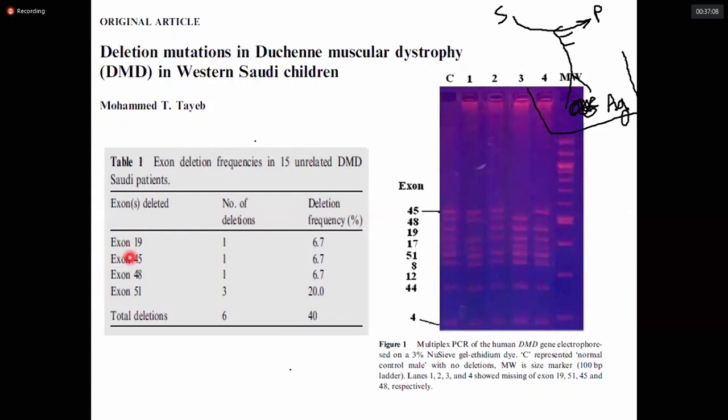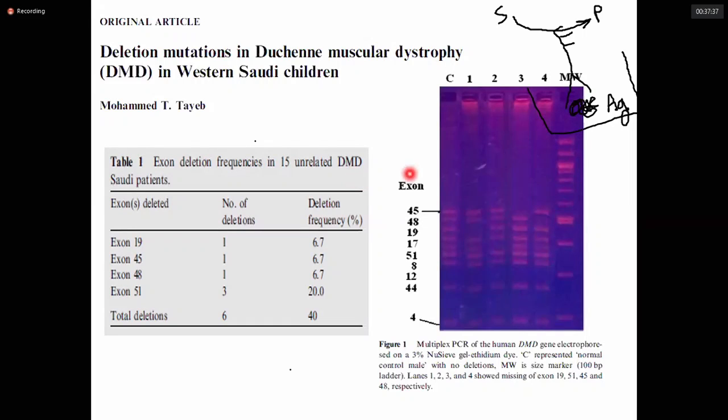For example, exon 19, 45, 48, 51. These exons are part of the gene for dystrophin. Dystrophin basically is a big gene with many exons. Okay, in this study, the researcher actually investigated 15 unrelated Duchenne muscular dystrophy patients from Saudi Arabia, of course.